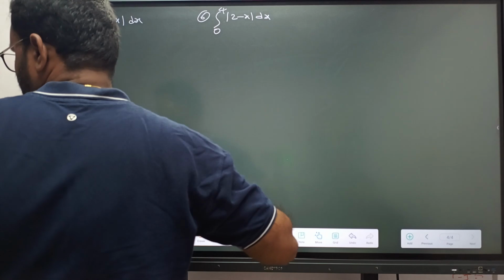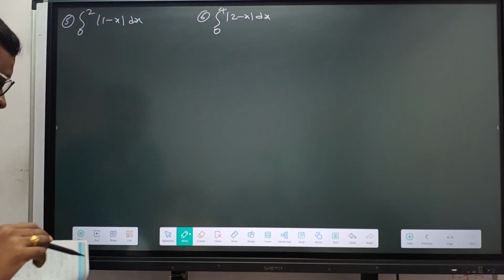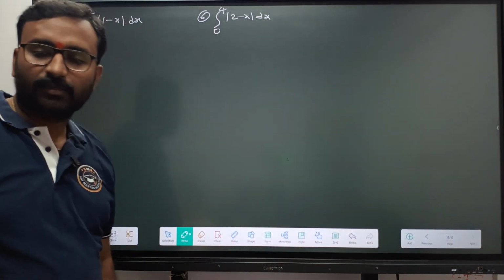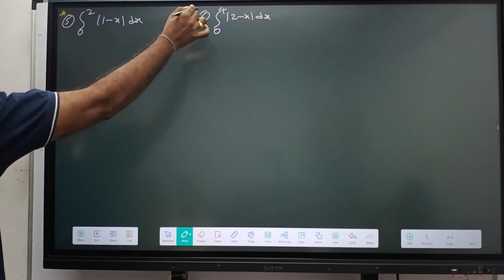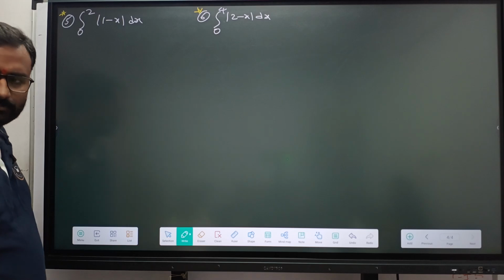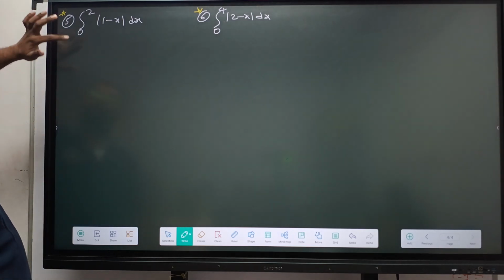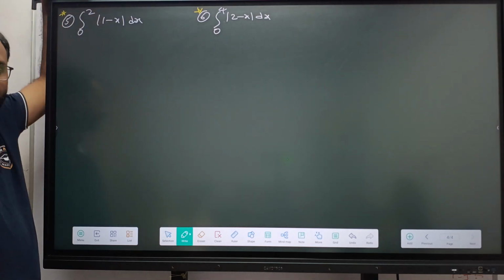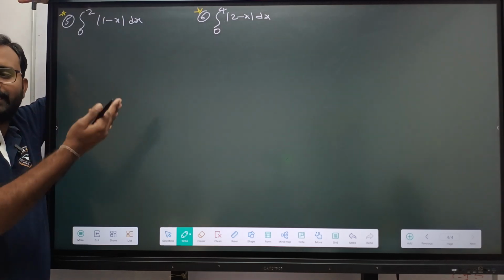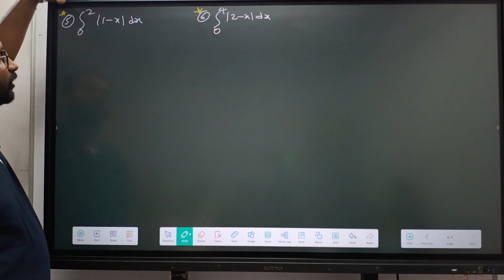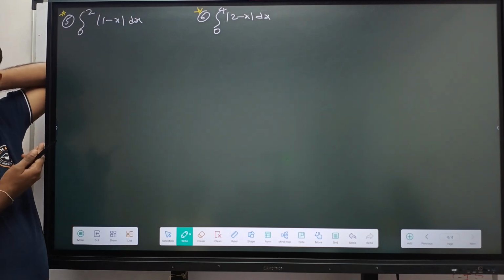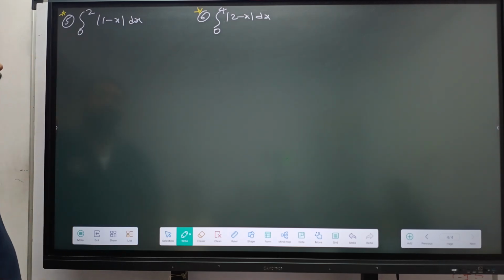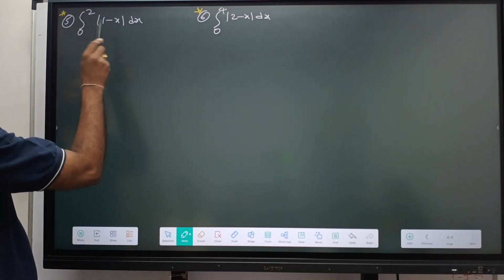This is from second Roman. Okay, come on, listen, these two questions are very, very important, and they also appear in MZ bits. Listen here. 0 to 2 mod. If you have no mod, it is easy: 1 and x separate integration. But you have the mod of a function with limits. So see, 1 minus x is the function.